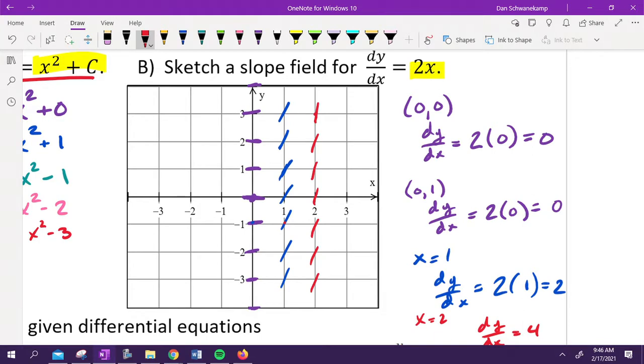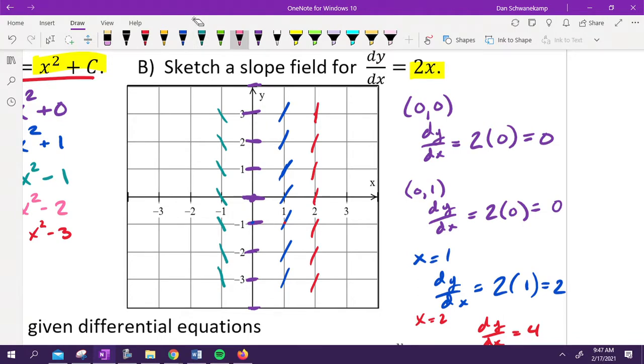What about at -1? What would my slope be? When x is equal to -1, what would my slope be? -2. So I'm going to draw lines down 2 over 1, down 2 over 1. I'm drawing the slope field all the way through there. Again, the y's don't matter. It's just the x's that really matter here on this equation in particular.